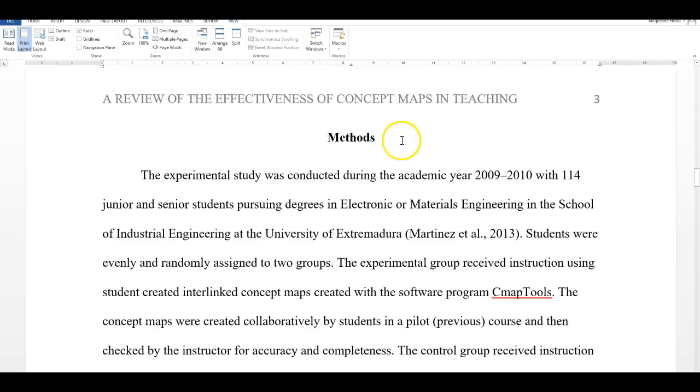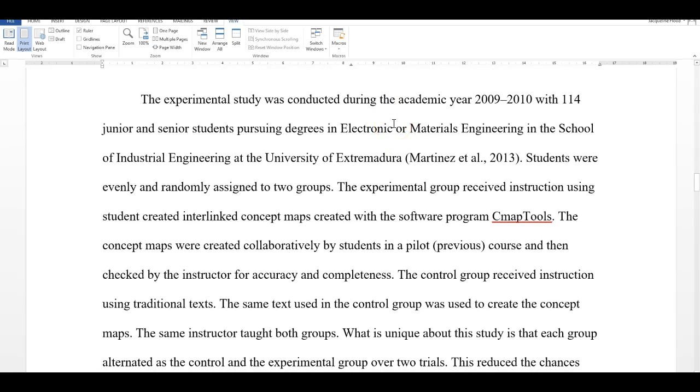If we go back to the sample paper, the methods in the paper that I chose were actually very simple, so it was easier to summarize. In my paper, there was an experimental group and a control group. The experimental group received the concept maps, and the control group did not. So it was a very simple design.